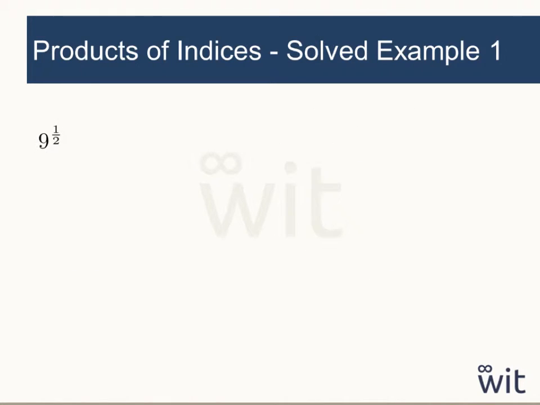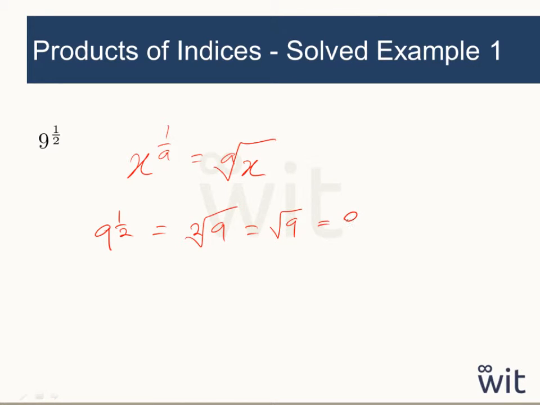So for the first one, 9 raised to the power 1 over 2. If you recall, x raised to the power 1 over a will be the a-th root of x. So 9 raised to the power 1 over 2 will be the root of 9. It's going to be 3, because 3 times 3 is 9.